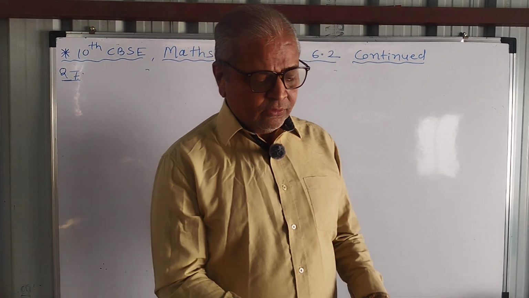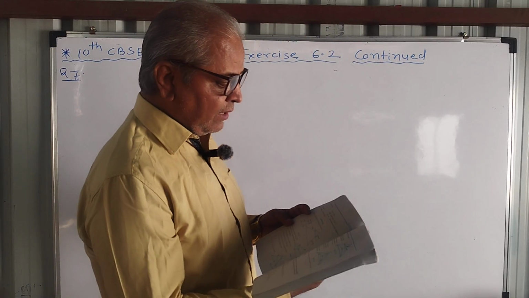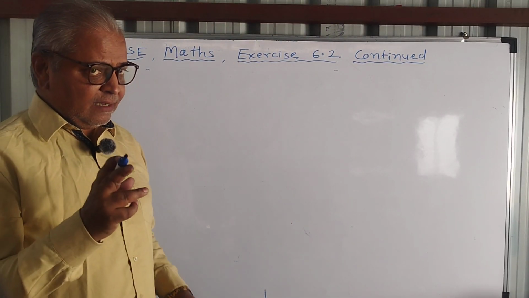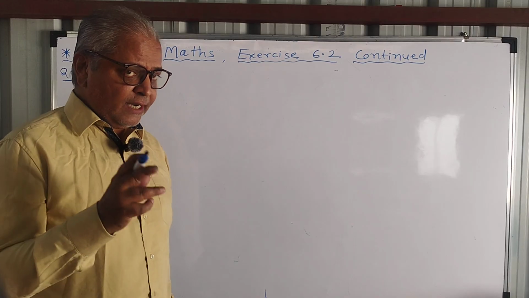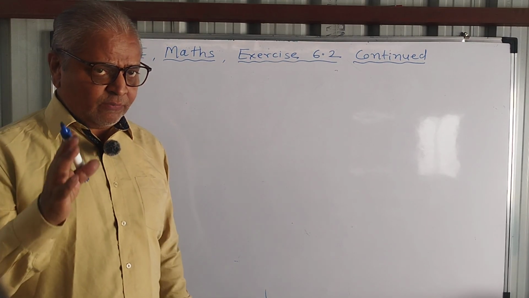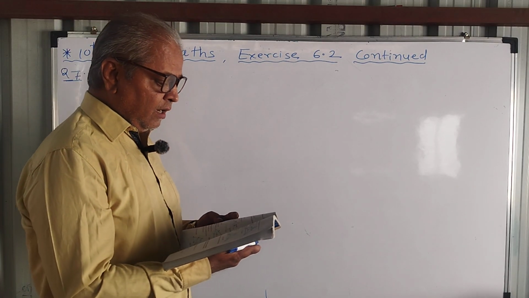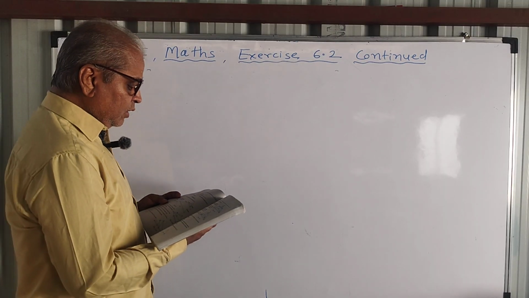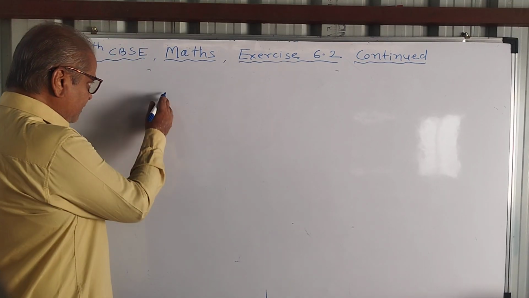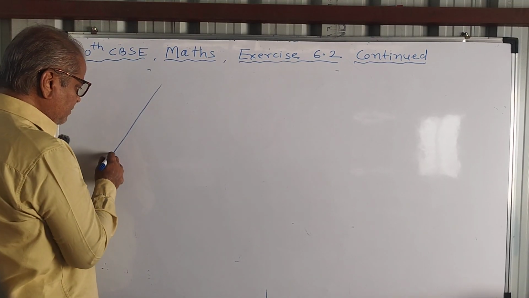So let us continue question number 7. First we need to draw the diagram according to the given information. This question is only for 2 marks. A line drawn through the midpoint. See, let us draw the diagram.